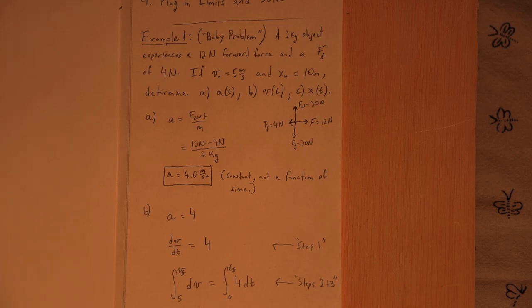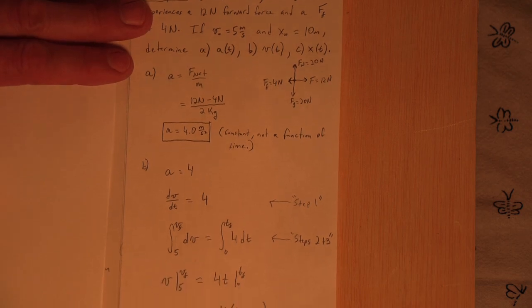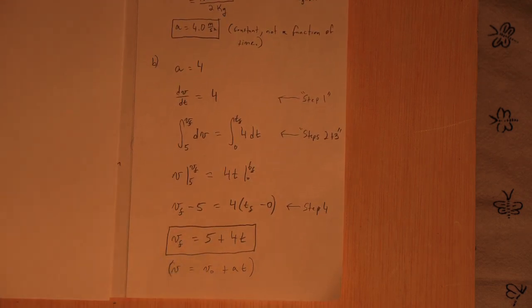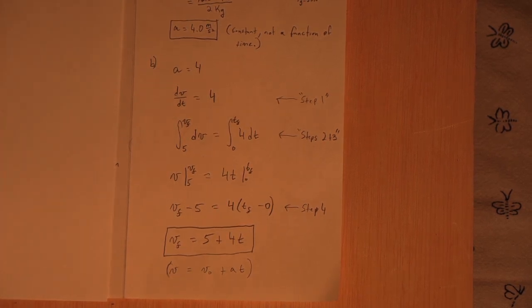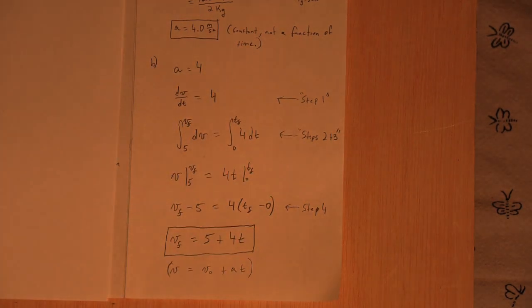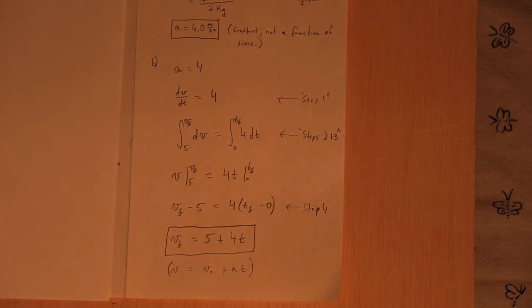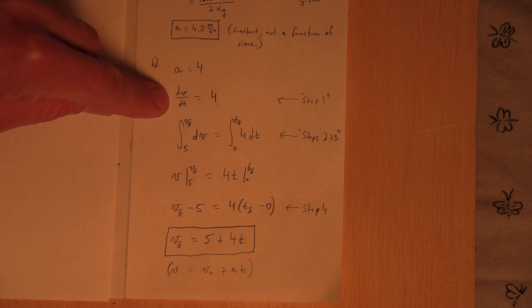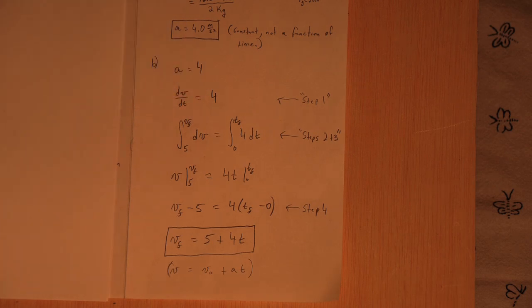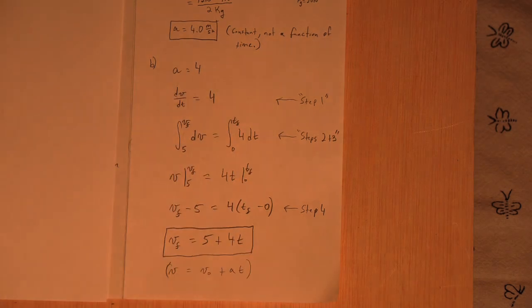Then the next step is part B. Once I get the acceleration, I want to now find the velocity. So I take that acceleration and realize it's a differential equation. That's step 1. I make a differential equation which came from Newton's laws. A is not an algebraic expression. It's a derivative. The derivative is 4. What's the function? So I do steps 2 and 3.